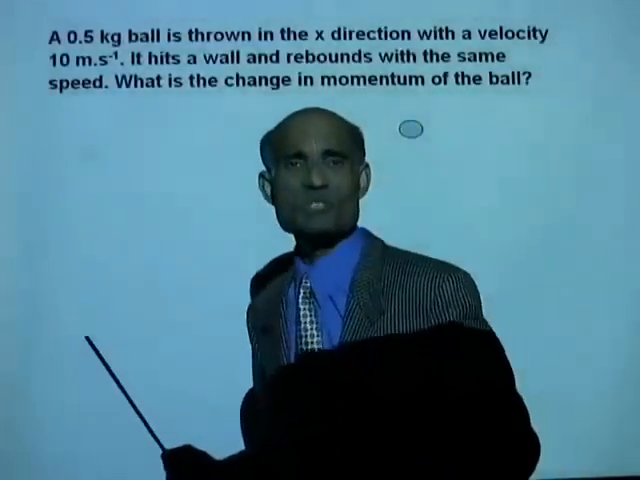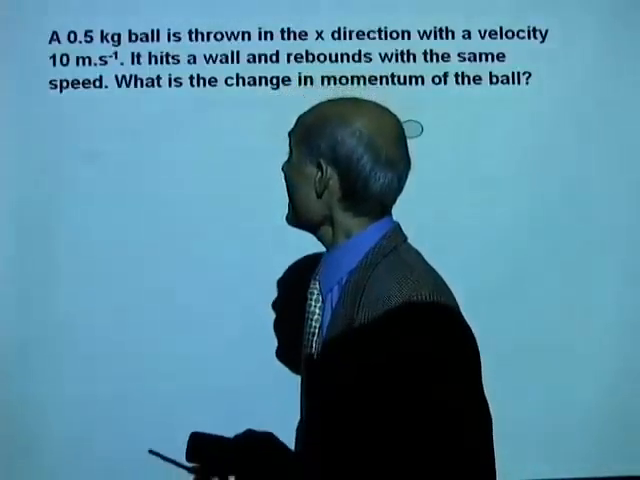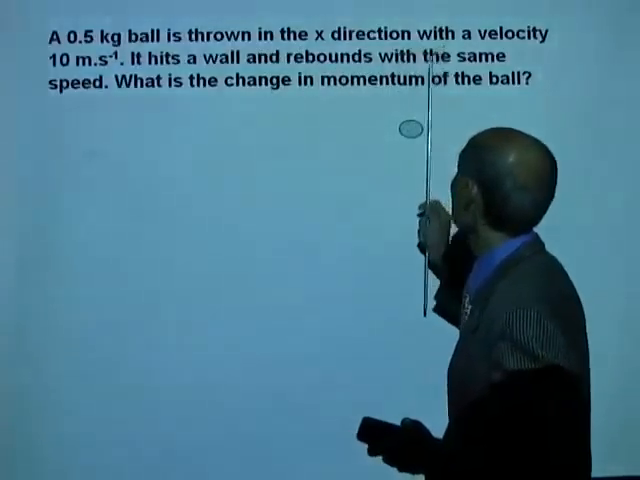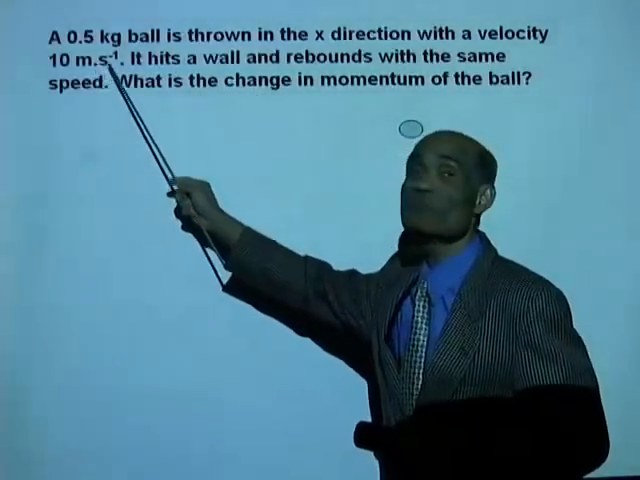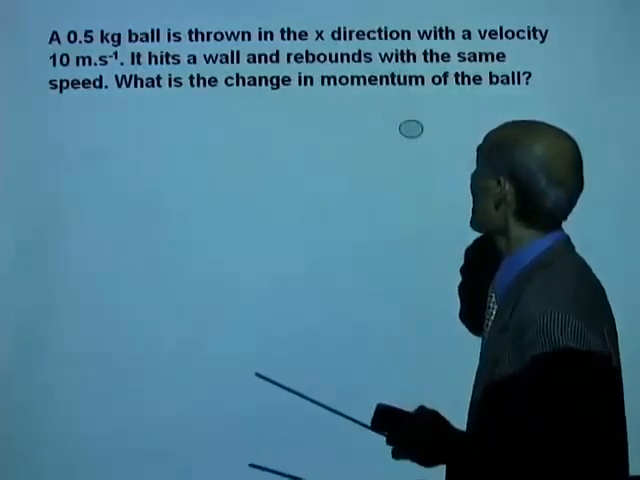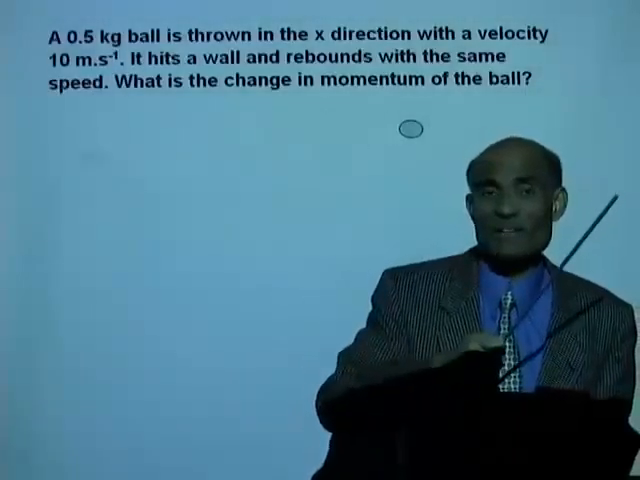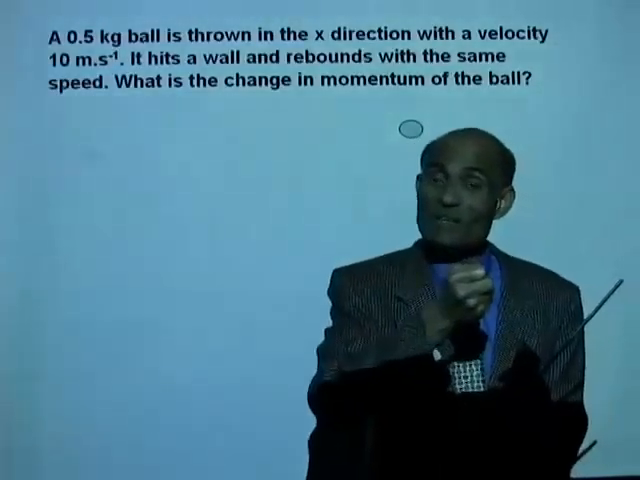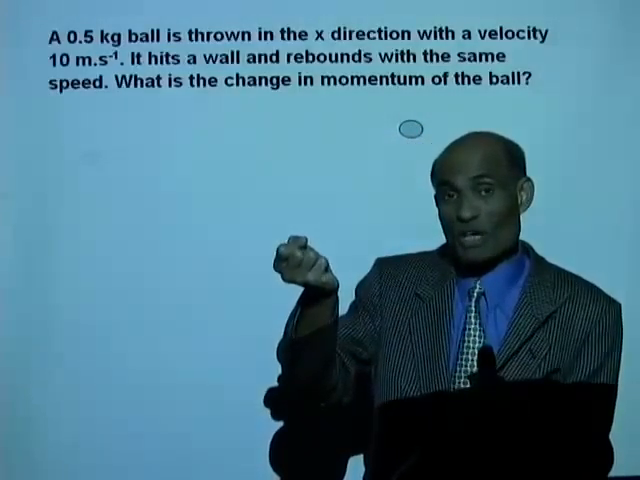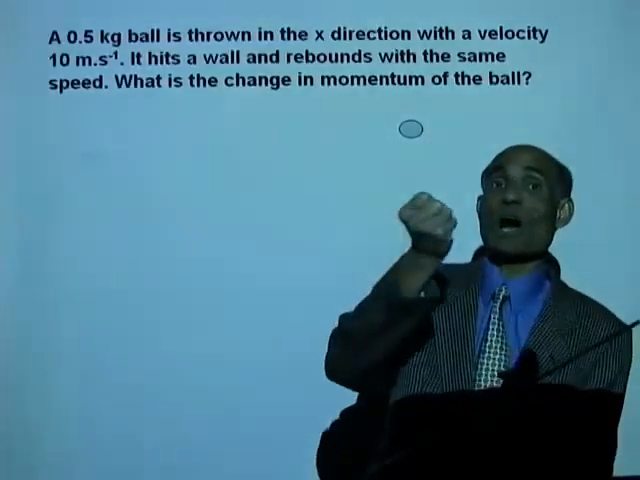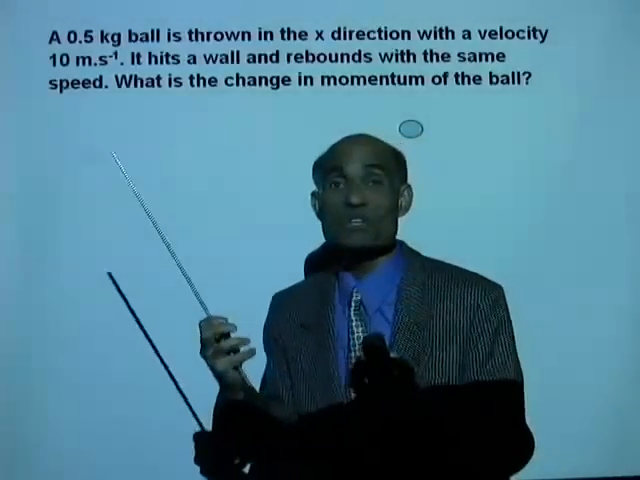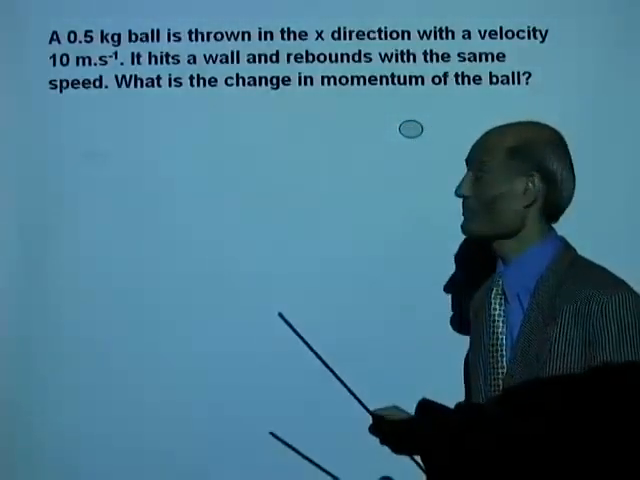Okay, let's do a small problem. A 0.5 kilogram ball is thrown in the x direction with a velocity 10 meter per second. It hits a wall and rebounds with the same speed. Well, same speed. If you want to talk in terms of velocity, the velocity of rebound has the same magnitude but opposite in direction. The question is, what is the change in momentum of the ball?